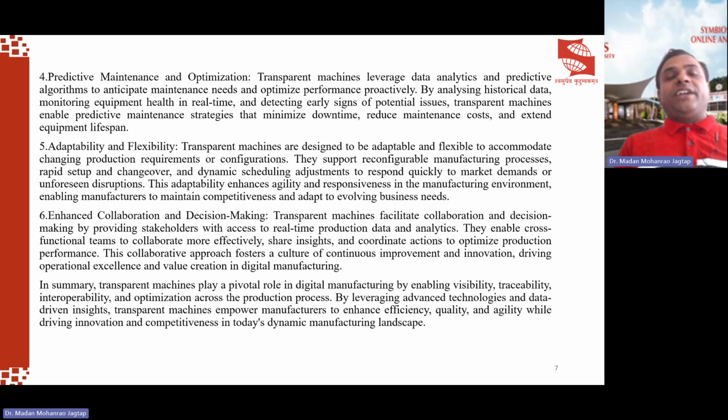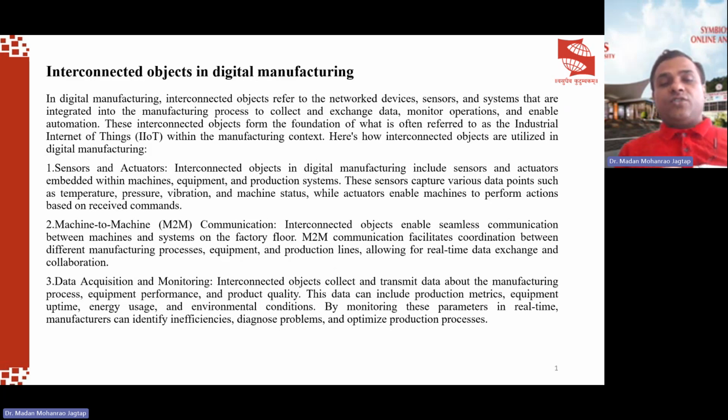Then, as I have explained, interconnected objects in digital manufacturing. Further, we have some insights on the interconnected objects in digital manufacturing for this digital communication. In digital manufacturing, interconnected objects refer to network devices, sensors and systems that are integrated into the manufacturing process to collect and exchange data, monitor operations and enable automation. These interconnected objects form the foundation of what is often referred to as the industrial Internet of Things within the manufacturing context. So here we can see how interconnected objects are utilized in digital manufacturing.